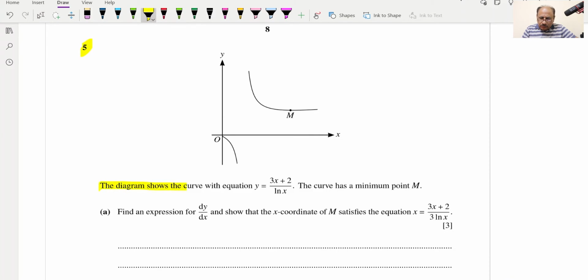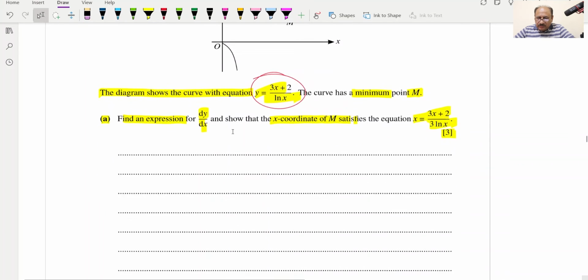Question number 5. The diagram shows the curve with this equation. The curve has a minimum point M. Part A is find an expression for dy by dx. So the first order derivative is required, and show that the x coordinate of M satisfies this equation, and this is a 3 marks question.